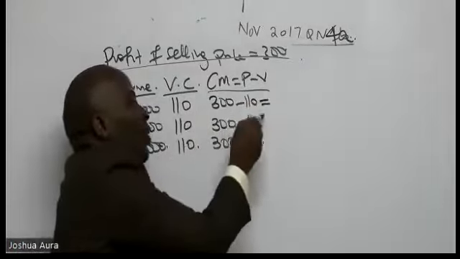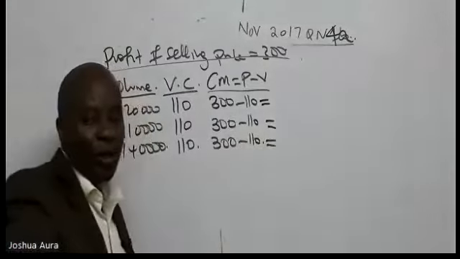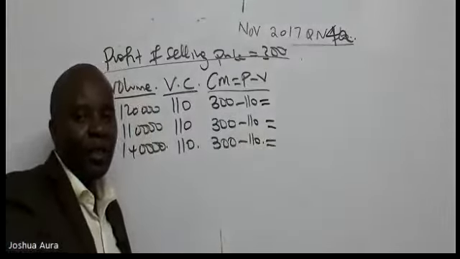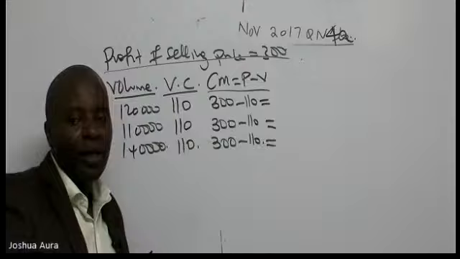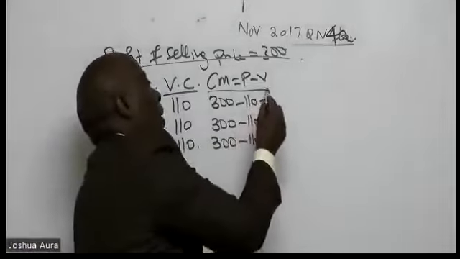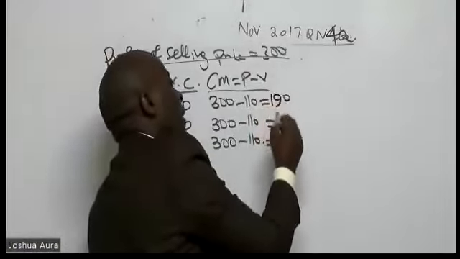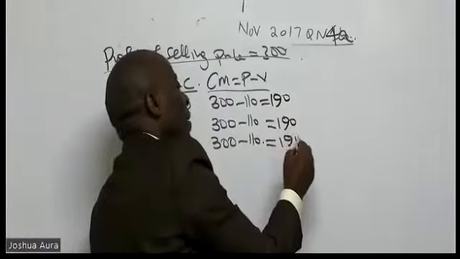Here we are lucky because we're going to have one figure throughout. So could you kindly give me this difference? 300 minus 110 gives me how much? Gives me 190. Thank you very much. So I have here 190, 190, 190.